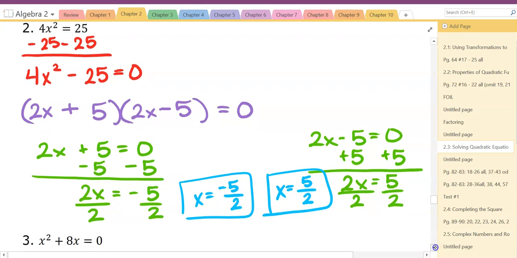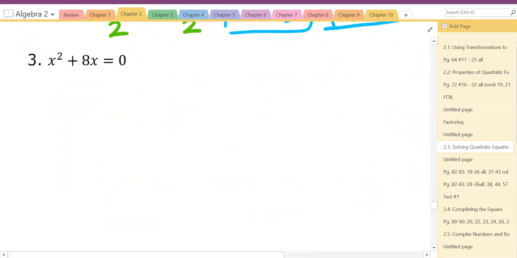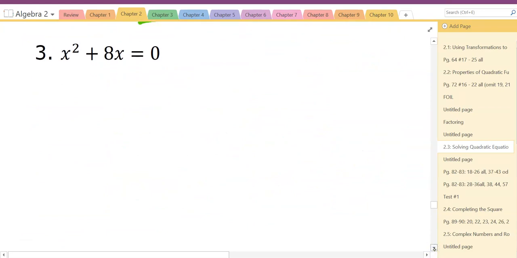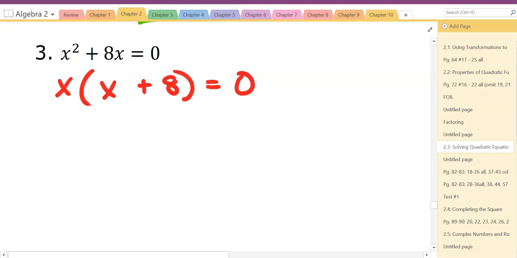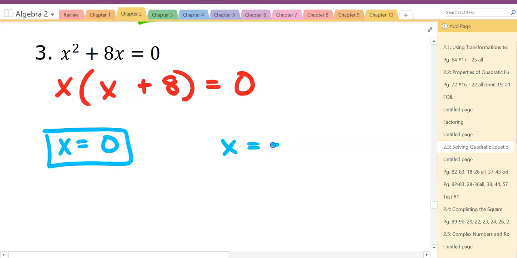All right, now if we look at number 3, this is going to fall more into what you were talking about a little bit ago when you said take something out that they have in common. What do you guys see that they have in common? Just an x. What's left if I take out an x, though? Good, x plus 8 equals 0. So what are my two answers going to be for x? Good. The first one is just x equals 0. The other one's going to be negative 8.